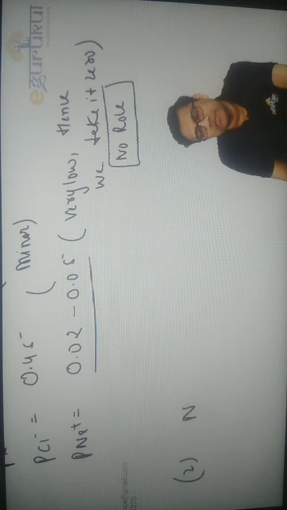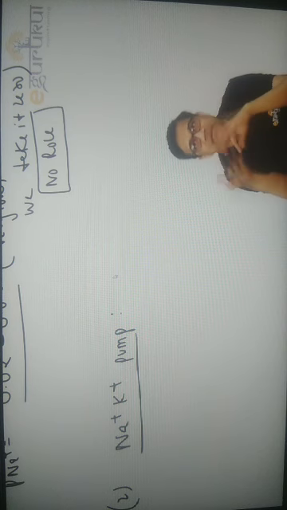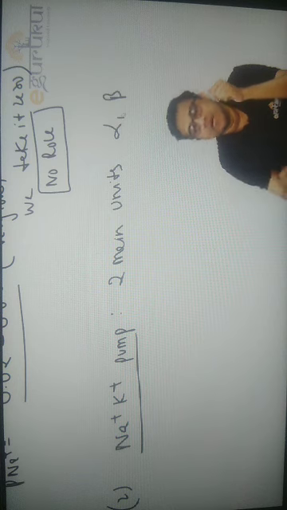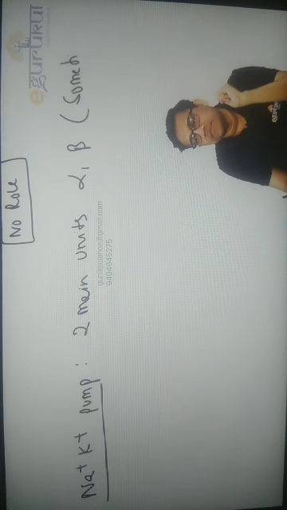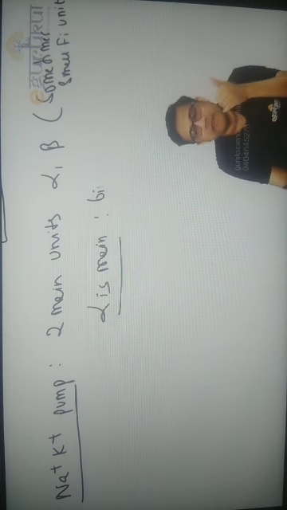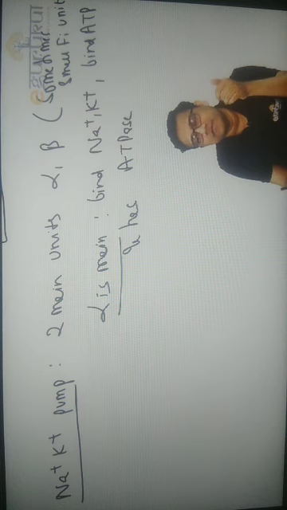Now the second factor is the sodium potassium pump. It has 2 main units, alpha and beta, and sometimes a small gamma unit also, which is not important, so you can ignore it. Out of these two, alpha is the main. Why? It binds sodium and potassium, binds ATP, and has ATPase activity. So technically, all the major functions are done by the alpha unit.